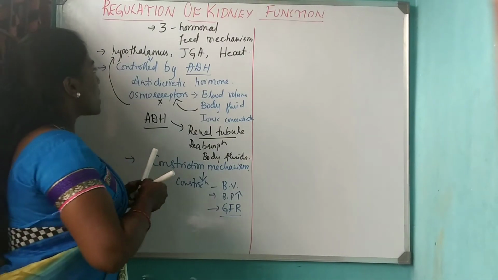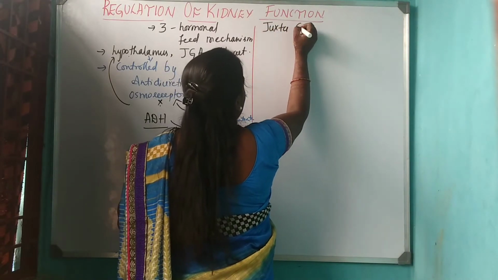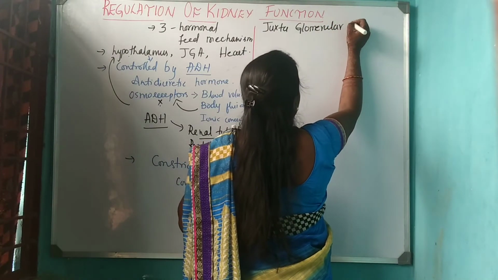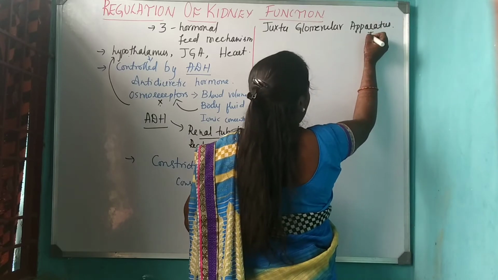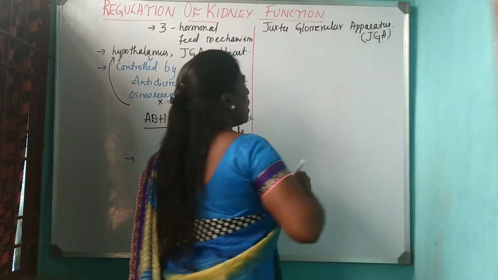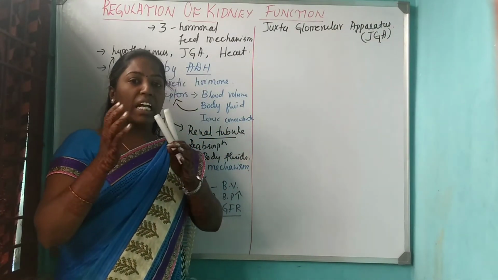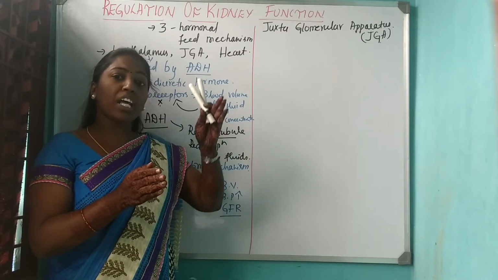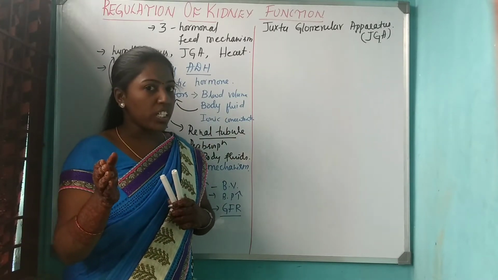Next, coming to the second one, the juxtaglomerular apparatus. In short form, we call it JGA. We have already discussed this. The juxtaglomerular apparatus is a special sensitive region found in the location between the afferent arteriole and the distal convoluted tubule.